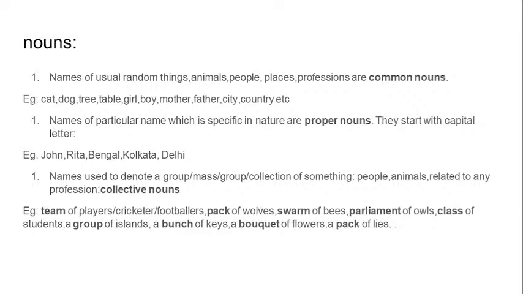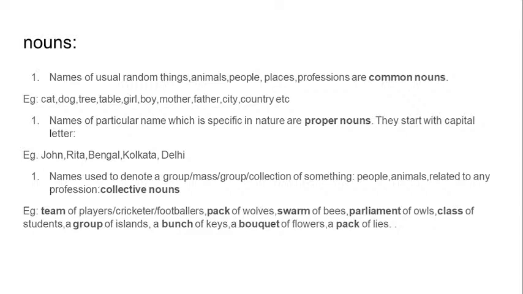For examples, I've tried to write the usual kind of examples here. Team of players, cricketers, footballers. This word team is denoting obviously more than one player, a team of footballers. That team consists of more than one footballer, so it's a collection, a group of footballers. So you use the word team. Then wolves, pack. We say a pack of wolves. It denotes a collection of wolves. More than one wolf will be said as a pack of wolves.